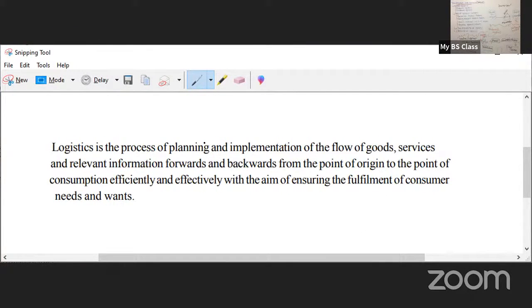Logistics is the process of the planning and implementation of the flow of the goods, services, and the relevant information forwards and backwards from the point of origin to the point of consumption efficiently and effectively, with the aim of ensuring the fulfillment of the consumer needs and wants. So this process has to satisfy the consumer.